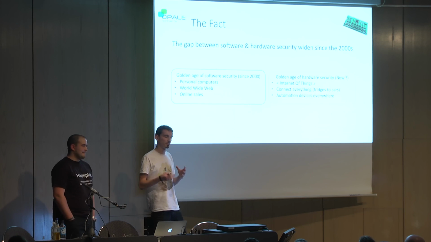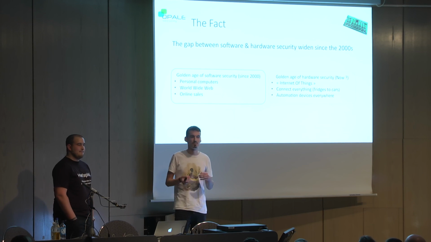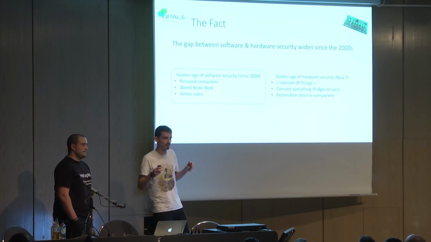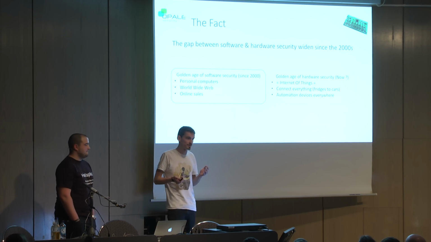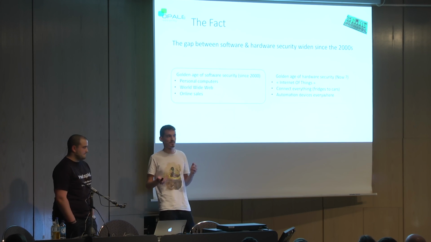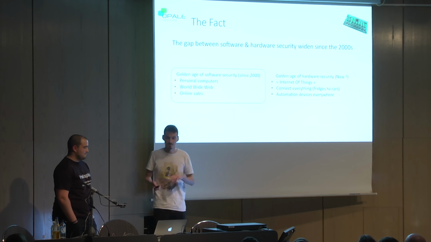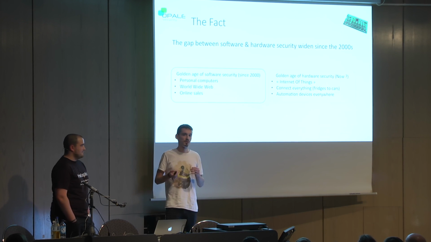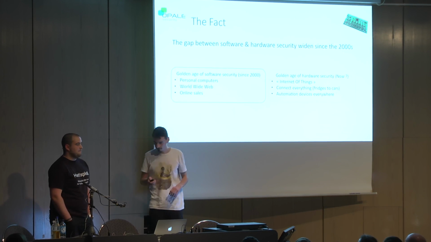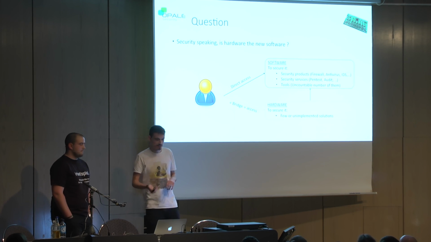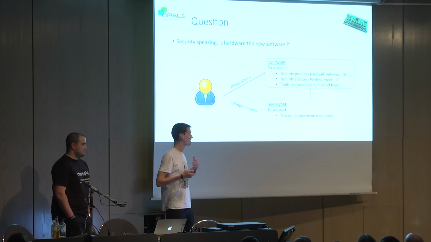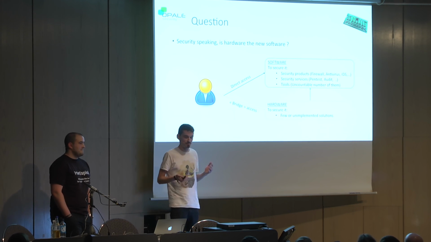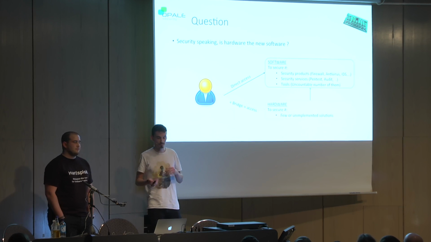These things that we are talking about are hardware products, going from the simple smart T-shirt to the smart thermometer that is going to regulate the temperature of critical devices. Don't ask me why you have to add the word smart before everything related to IoT, I don't know. So just to say that it's not only about computers anymore. And the question we ask ourselves is, security speaking, is hardware the new software?